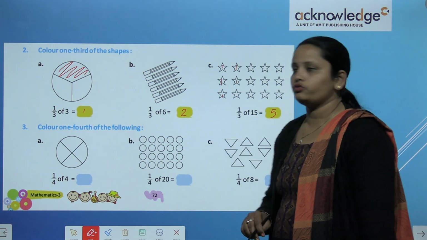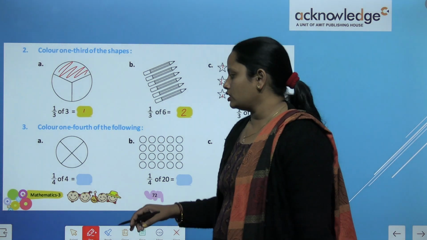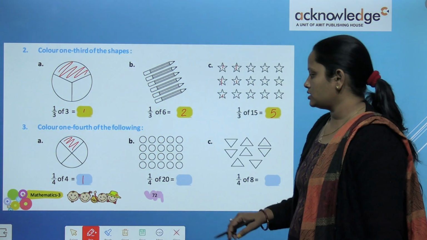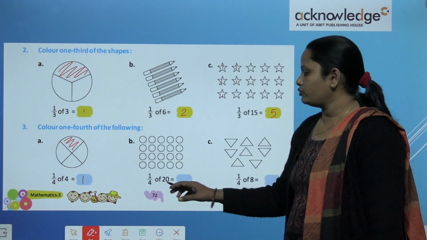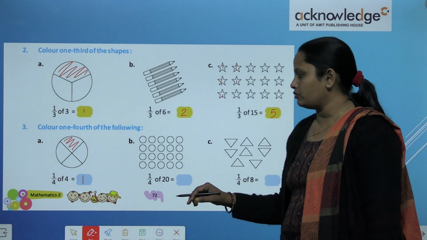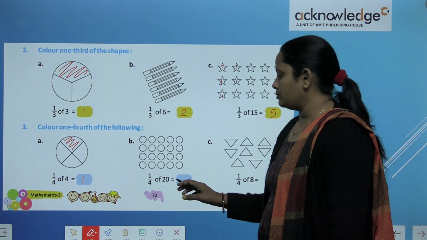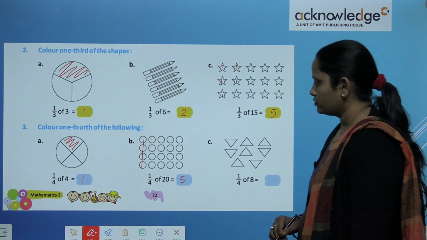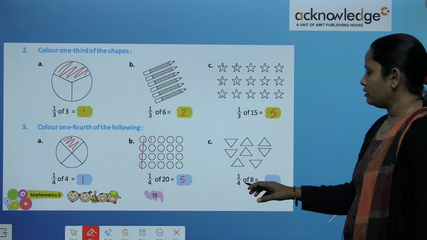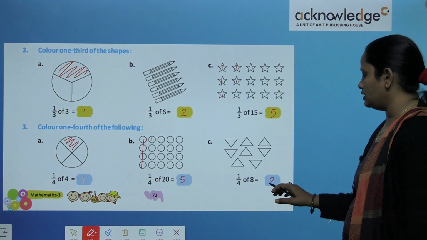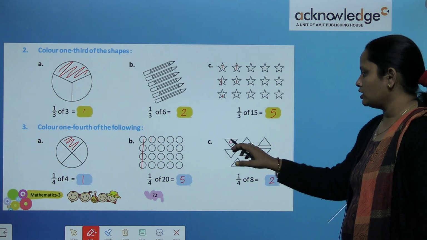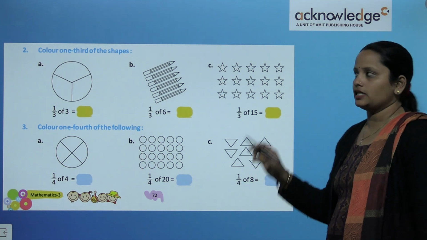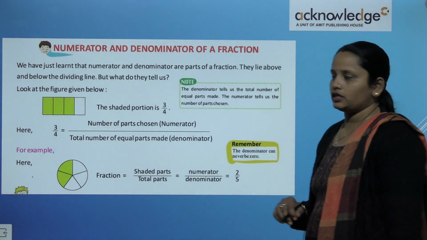Similarly, color 1/4 of the following. So here we have to color one part. Let's color this part. Next, color 1/4 of 20. 20 का 1/4 निकालेंगे. So what will it be? 5. So we have to color these 5. Next is 1/4 of 8, which will be 2. So we have to color 2 of them. I hope this is clear. You have to color it like this.